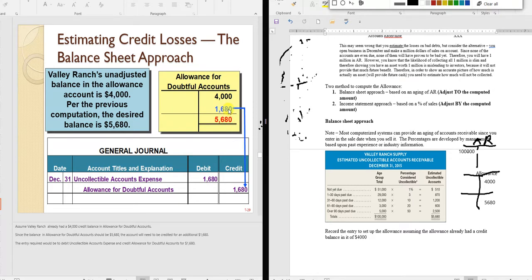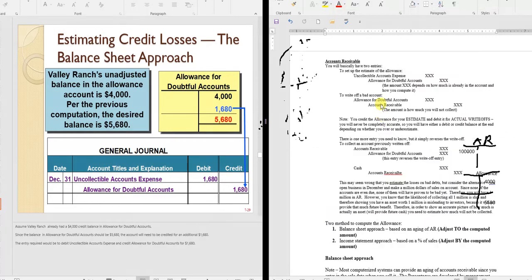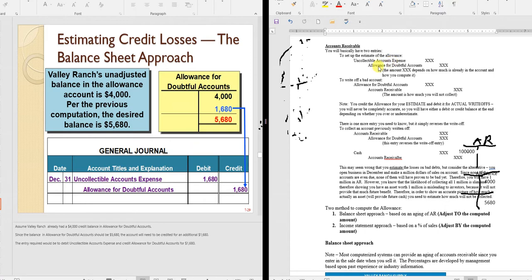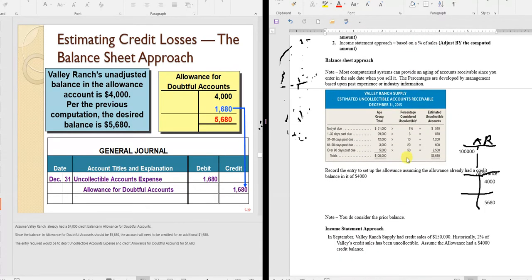So remember your two entries up here. One to set up the estimate. I am setting up the estimate, so I need an uncollectible accounts expense and allowance for doubtful accounts. So how do I know that I'm setting up the estimates? Because these are estimates. You don't come up with percentages on write-offs. You would come up with people's names on write-offs. So based on past experience, I debit uncollectible accounts expense and credit allowance for doubtful accounts by 1,680.